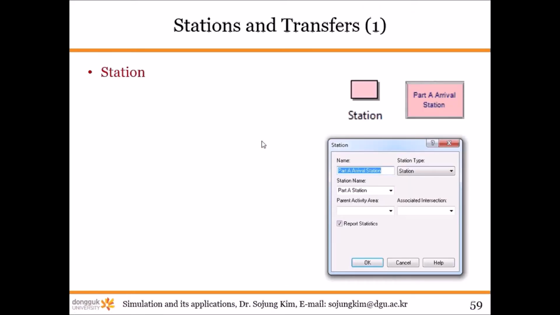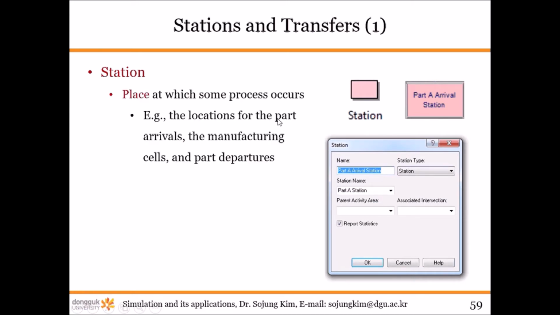So let's look at the station module in the transport panel. Station is used to assign the location of an entity, because in the simulation model there is no specific location information for each entity. In other words, if you don't use this station module, the entity doesn't recognize each location.